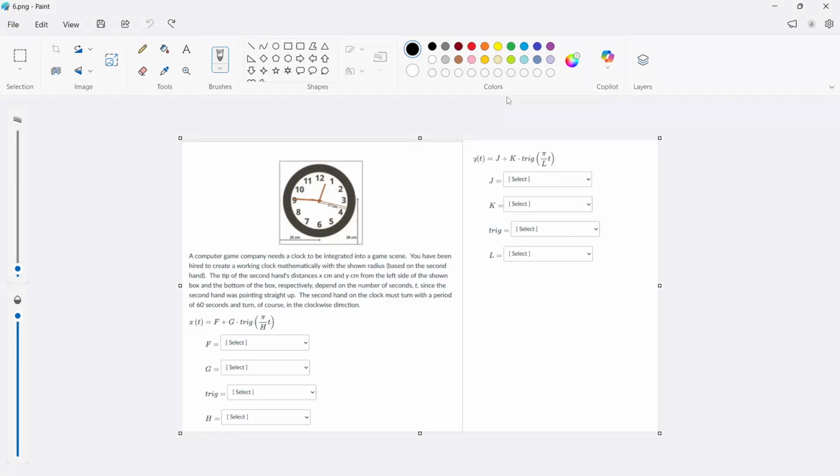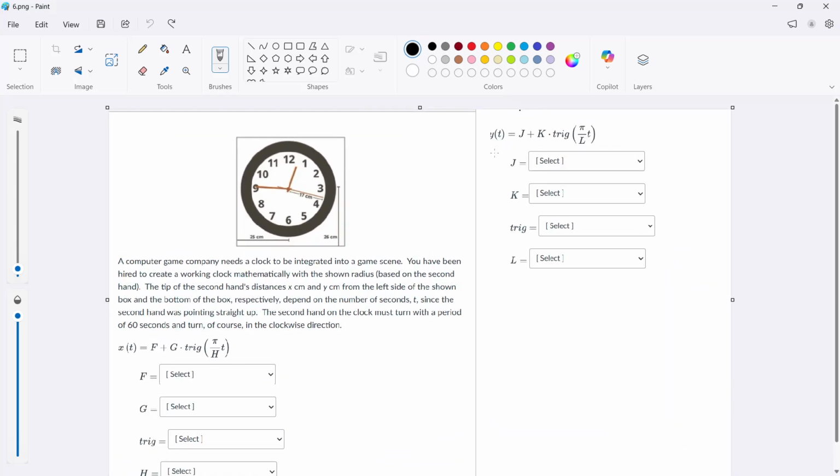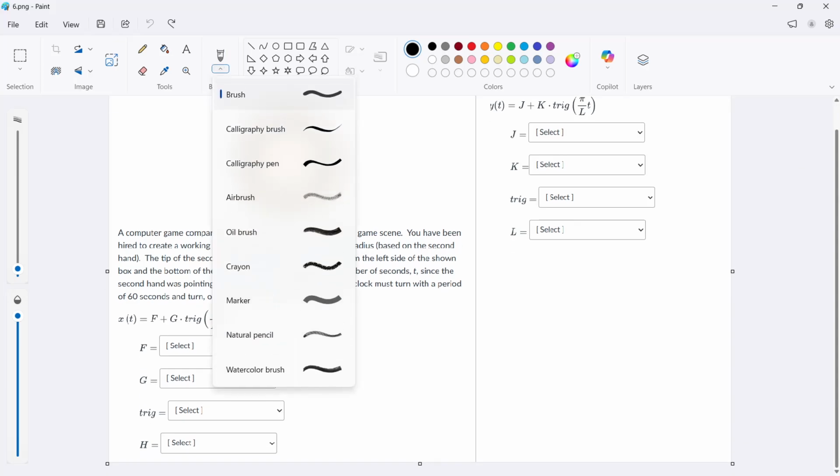Question 6 on Unit 6 of the Pre-Calculus Onramps Unit 6 review. Let me see if I can get this whole question in the picture. And I want to get my right pen.